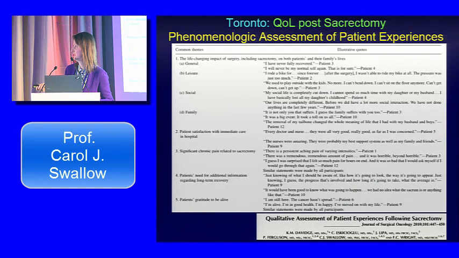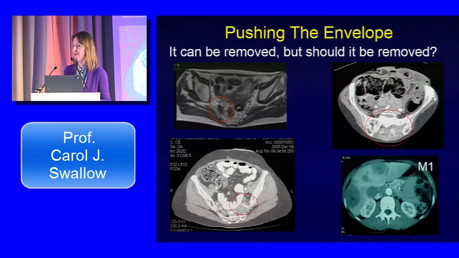We looked at qualitative assessment of patients after a sacrectomy and pelvic exenteration and found that the main themes were that patients wanted more information in the preoperative setting. They really didn't know what to expect, but they were glad to be alive and didn't have regrets about going through with the procedure. Finally, pushing the envelope. So there are things that can be technically removed, but should we remove them, such as extensive sidewall involvement, high sacral involvement, or the distant metastatic setting.